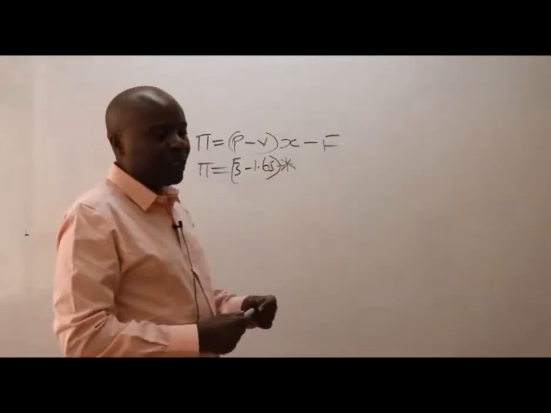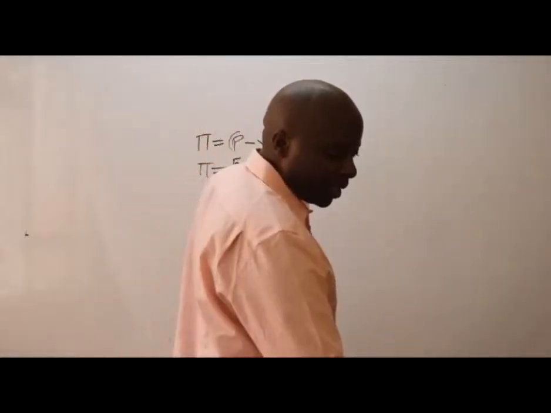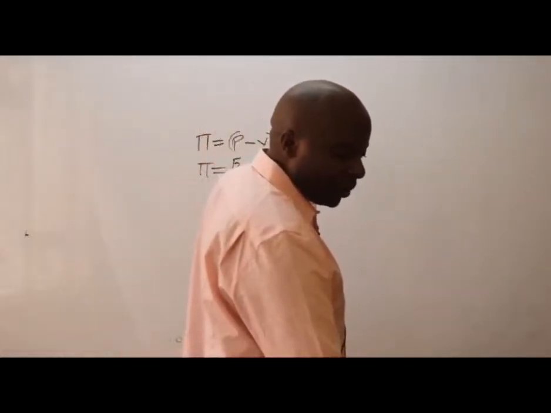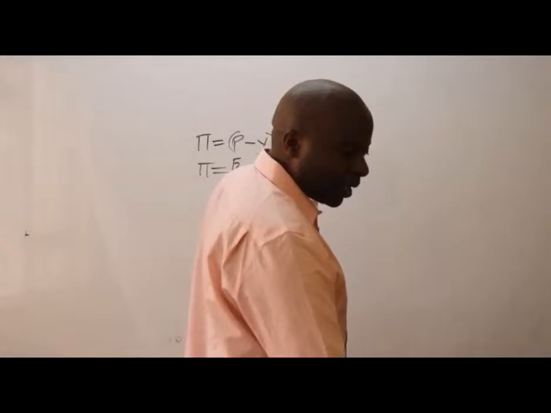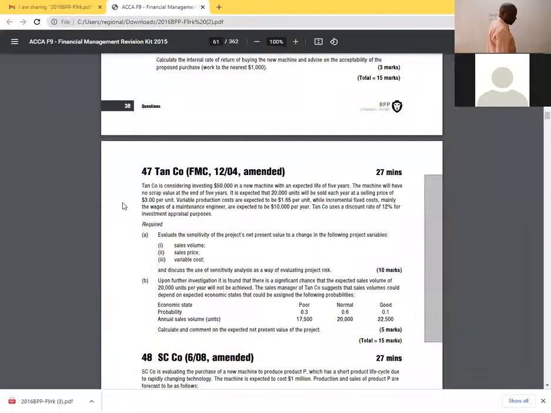The number of units, ladies and gentlemen, that we are told here are 20,000 each year. This tells me that whatever I'll be getting will be an annuity, 20,000 each year. So times 20,000 minus the fixed cost that has been given there by the examiner, which is 50,000.